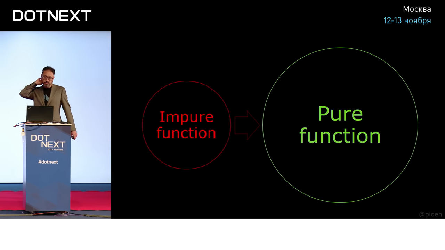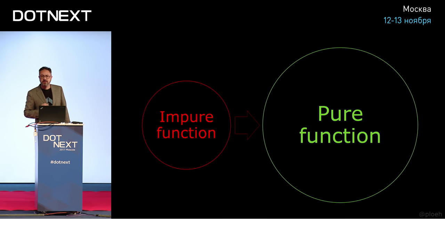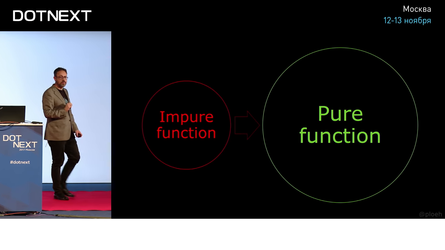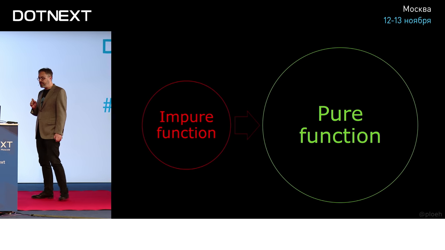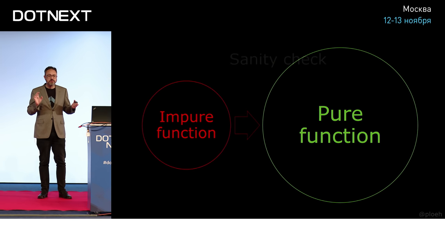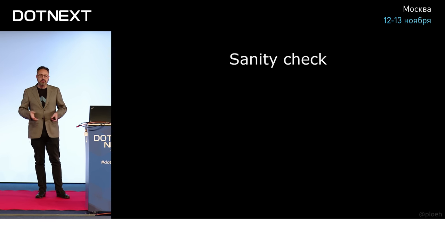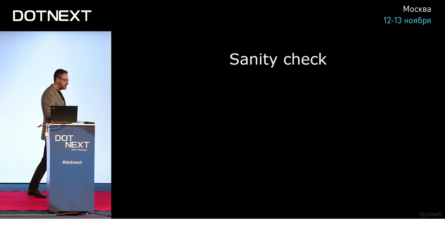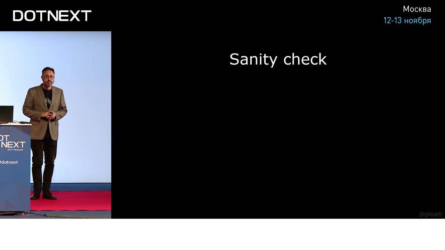So this is basically my criterion for evaluating whether or not code is functional. If it obeys this rule, then the code is functional. If it doesn't obey this rule, it's probably not functional. So it'd be really nice if we could look at our F# code and say, well, is there some sort of sanity check we can take? Is there a tool that we can run on F# to tell us whether or not we obey this rule?